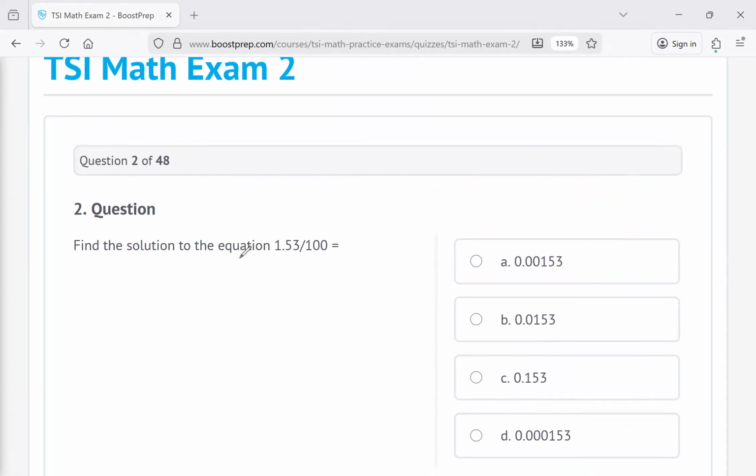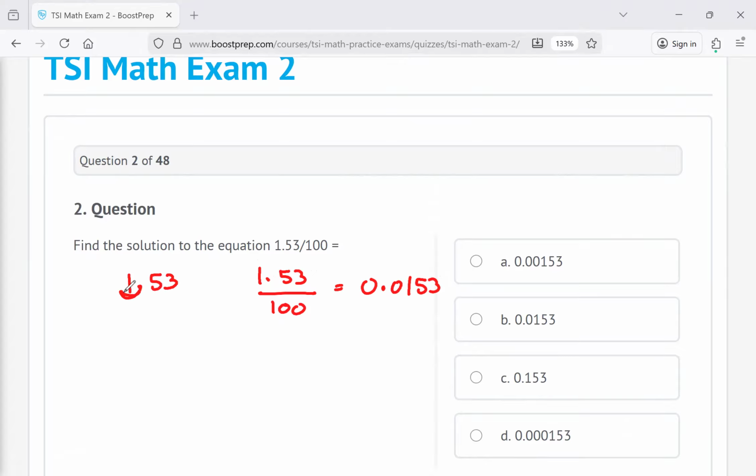Find the solution to the equation 1.53 over 100. The good news is it's over 100. You could put this in the calculator, and that would be 0.0153. Or because we're dividing by 100, you can move the decimal 2 places to the left.